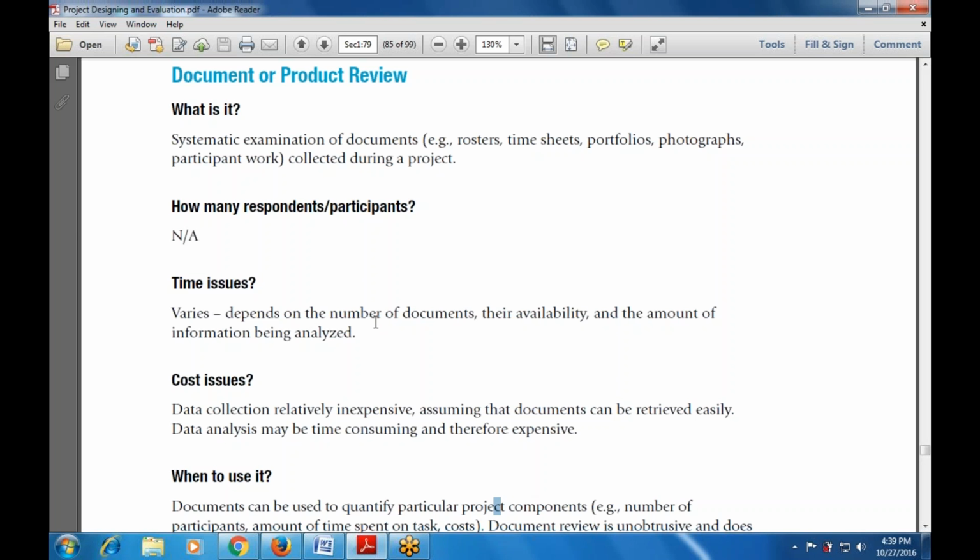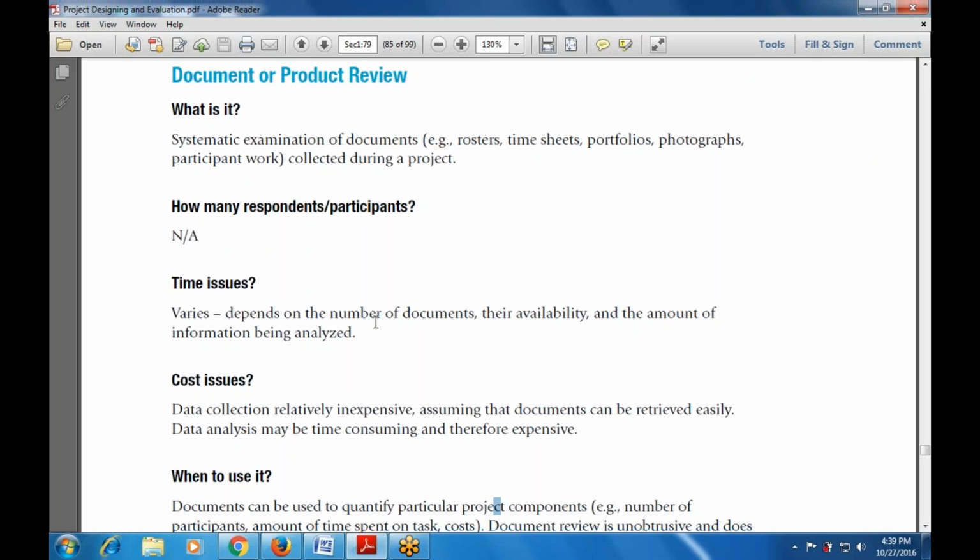So data collection can be relatively inexpensive, assuming that documents can be retrieved very easily, and the data analysis may be time consuming, therefore it can be very expensive. There are two parts in that cost issue. It can be expensive, it cannot be expensive, it depends. So data collection is relatively inexpensive and analysis is very time consuming.